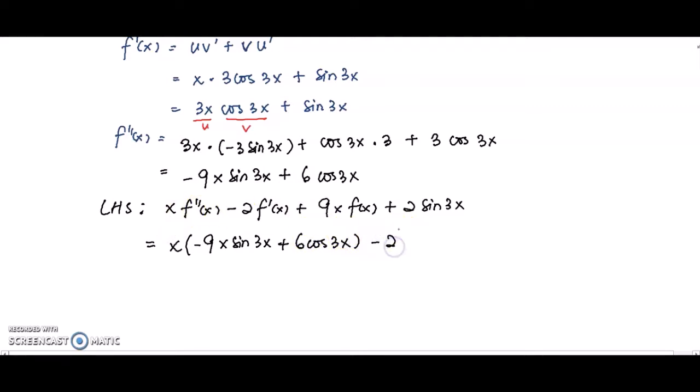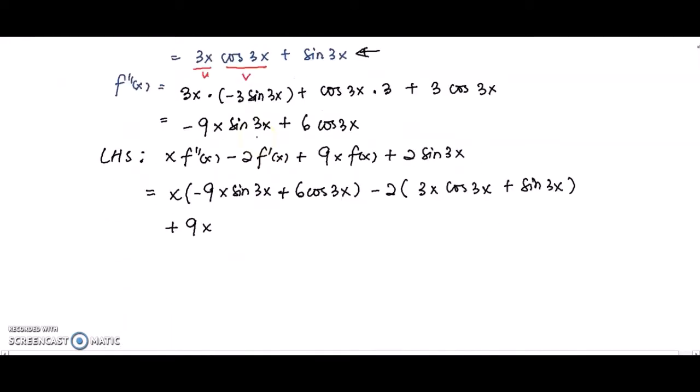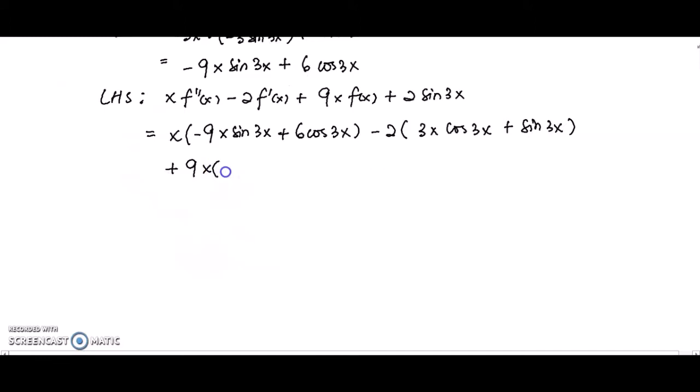Minus 2 f prime. F prime is going to be 3x cos 3x. This is what you got here. Plus sine 3x. This is your f prime. Plus, I will continue down here. Plus 9x f(x). f(x) is x sine 3x. Alright? x sine 3x. This is your f(x). Okay. And after that, the statement is plus another 2 sine 3x.